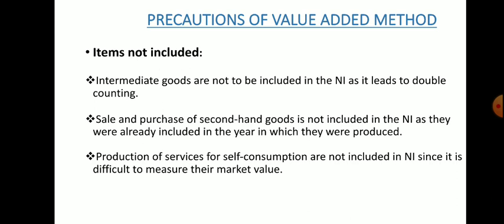Now, the production of services for self consumption is not included. Production of services for self consumption means if I am cooking food for myself, or cooking food for my family members, my mother, my husband, my father or anybody else, I am providing that service to myself or to them. We are not charging for that, and that should not be included in national income accounting.